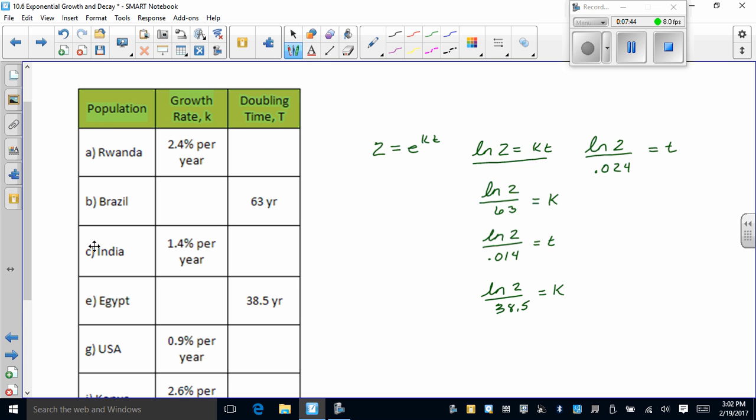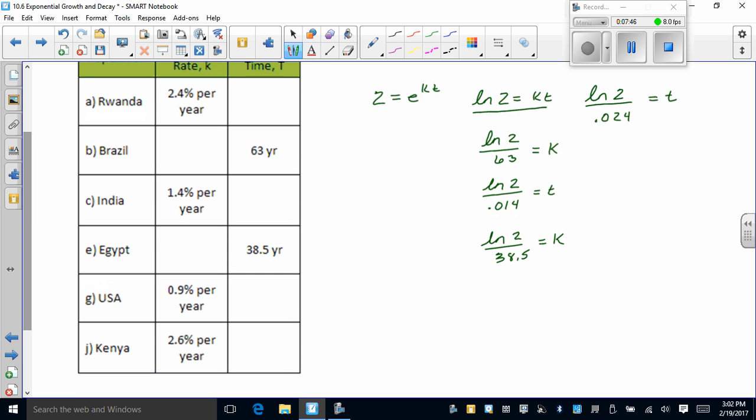Natural log of 2, again, we're looking for t. So we'll divide by k, 0.009. And this one, natural log of 2, again, we're looking for time, so 0.026 equals t. Okay, so again, I've showed everything on the top one.